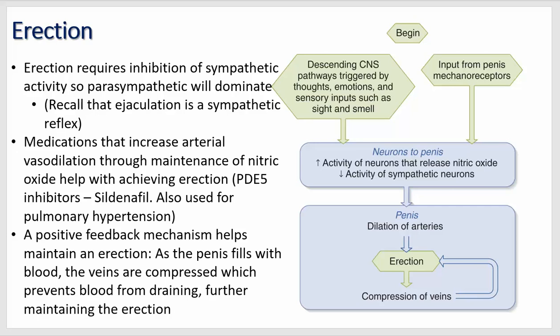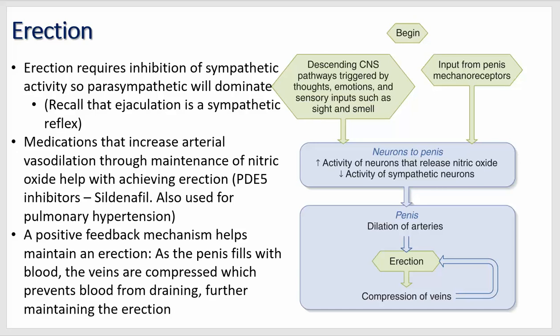All right, so then last but not least, erection. The physiology of erection requires inhibition of the sympathetic. We just saw that sympathetic activation occurred as the ejaculatory reflex. Erection itself requires inhibition of the sympathetic activity, so parasympathetic is more dominant. It's important, obviously, but it's just different. So erection is a parasympathetic reflex, and ejaculation is sympathetic.